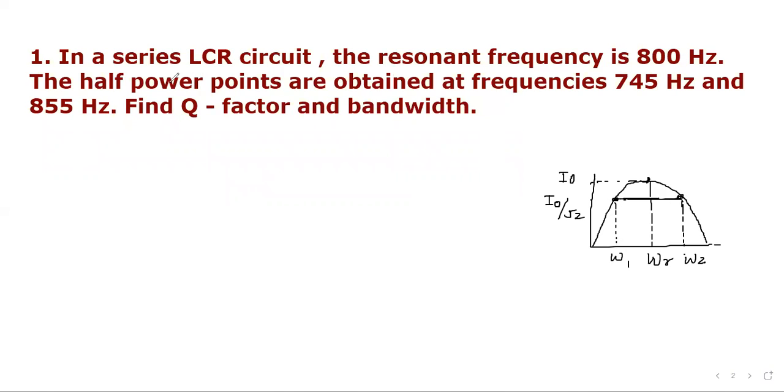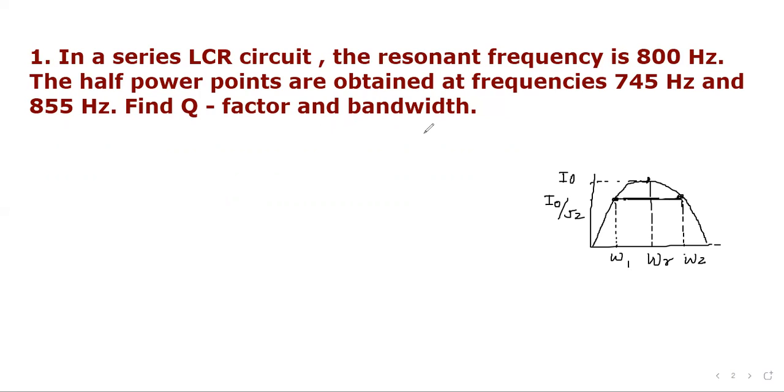So in a series LCR circuit, the resonant frequency is 800 Hz. The half power points are obtained at frequencies 745 Hz and 855 Hz. So corresponding to these values, F1 and F2 are given. Find Q factor and bandwidth. So let's find out Q factor.